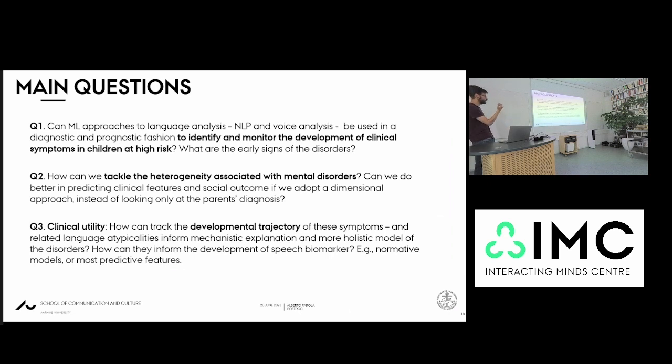For example, can we do better in predicting clinical features and social outcome if we adopt a dimensional approach on this data instead of looking only at the patient's diagnosis, in this case also the parent diagnosis? And the clinical utility: how we can track the developmental trajectory of these symptoms and the related voice and language atypicalities, and how having information on the developmental trajectory can inform a more mechanistic or at least more holistic explanation of the disorder. So how can it inform the development of speech biomarkers, for example, developing normative models or identifying the most predictive features.